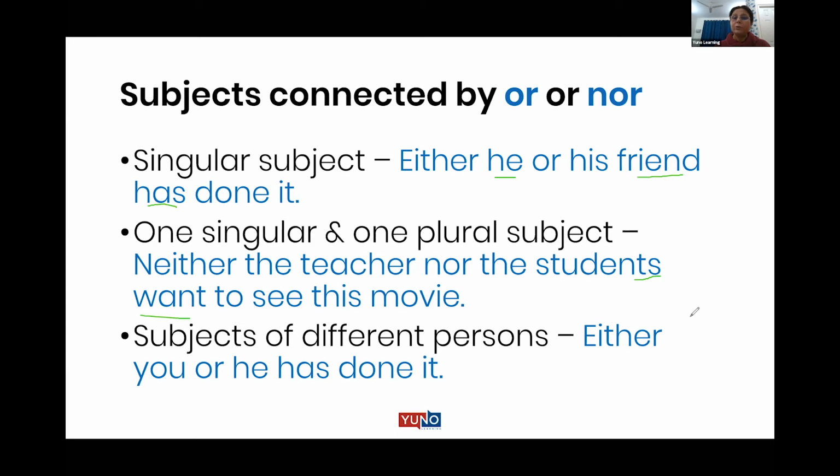So neither you nor I am going to do this. Which is closer to the verb? I. So subjects of different persons. Let's look at this. Either you or he has done it. Why? Because he is closer to the verb. So neither my friend nor I are responsible for this. Wrong. Neither my friend nor I am responsible for this.